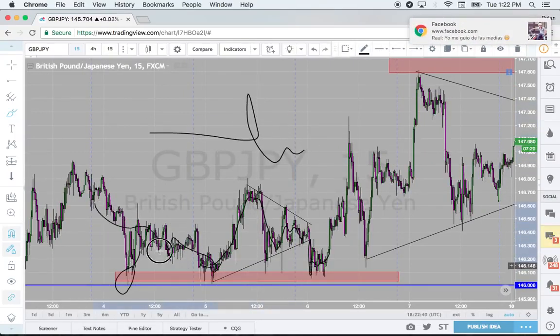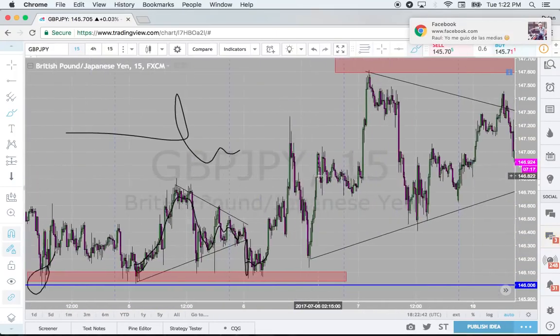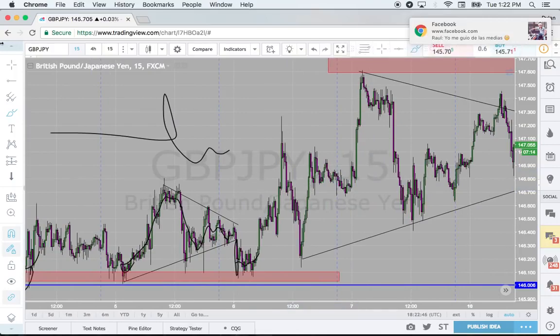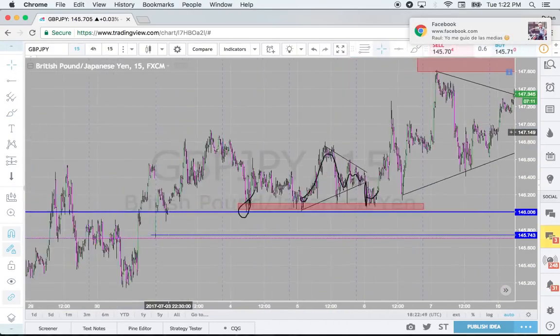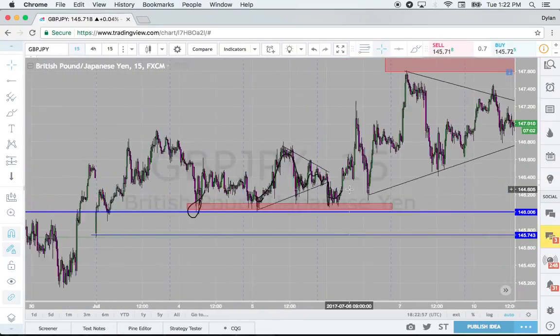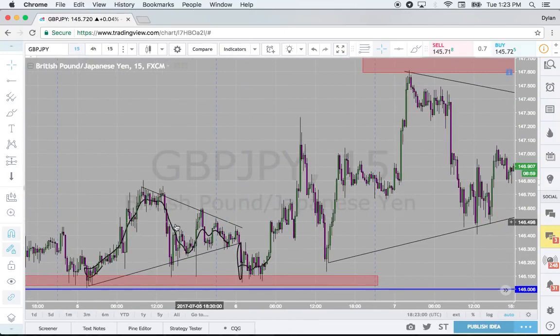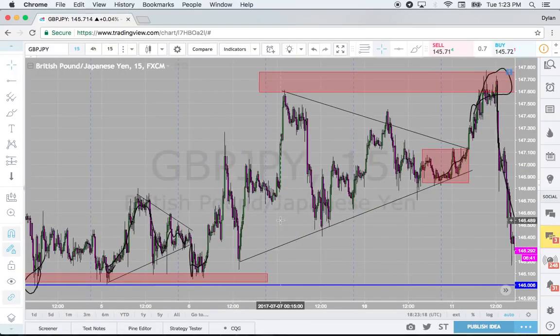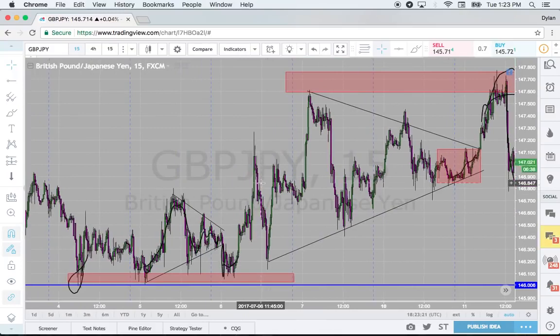So the wedge forms in Asian session, and the breakout occurs in London session. This is exactly what I was talking about. The tip of the wedge a lot of times will form in Asian session, and then the breakout will be at the end of Asian session or the beginning of London session, and then in London session they will reverse the market against the trend, or I should say against the retail traders' positioning.